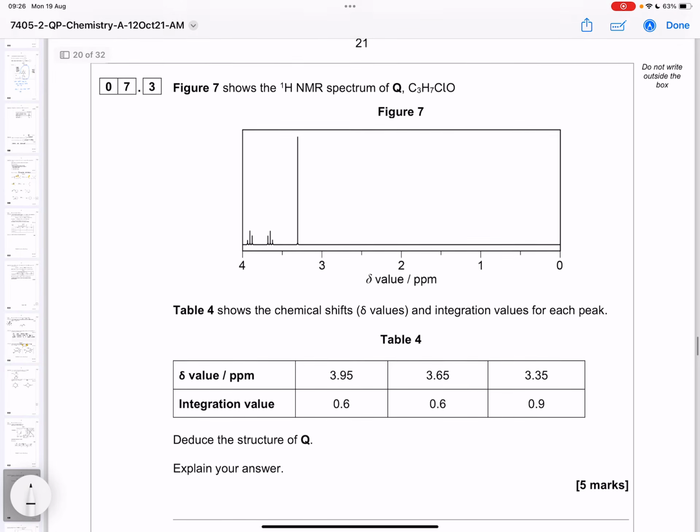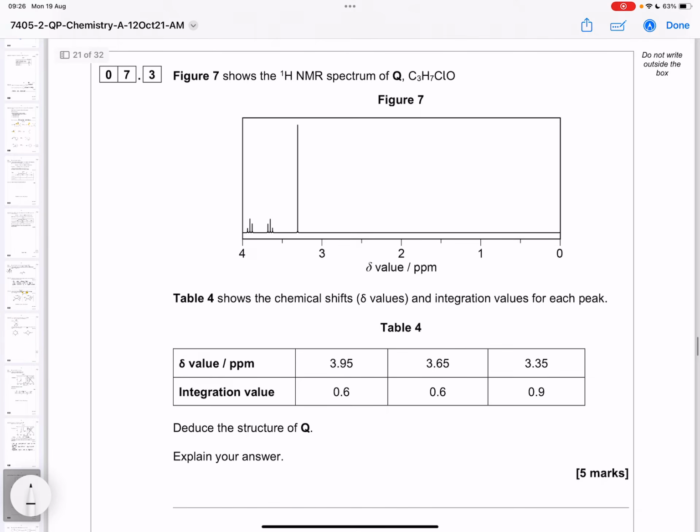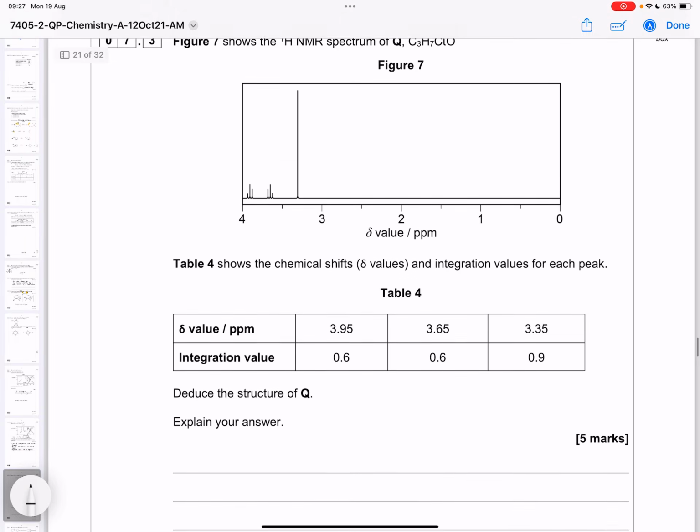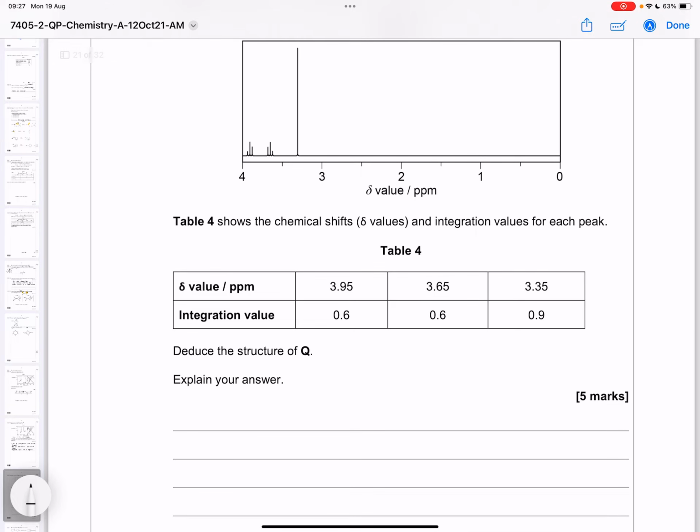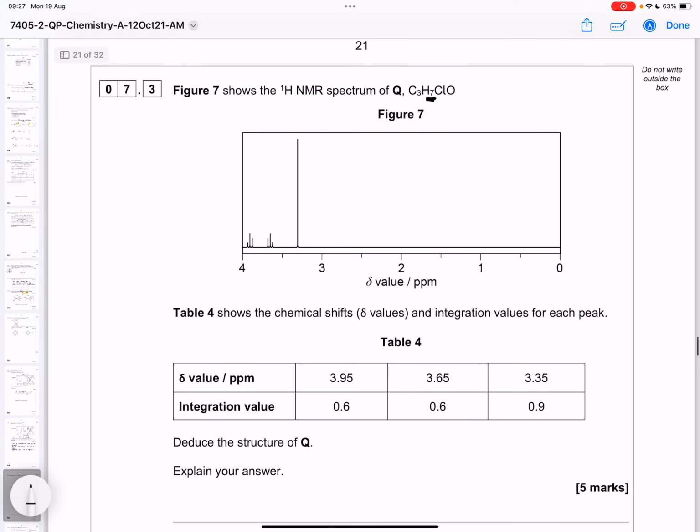Okay, figure 7 shows the 1H, so the proton NMR of Q. So we're now going to use another section of our data sheet. So we're using our next table on that middle page. So we're stopping looking at infrared, we're going to now look at proton NMR. And we're going to look at the information that we've been given. We're going to look at this integration value. And remember, in total we've got 7 hydrogens.